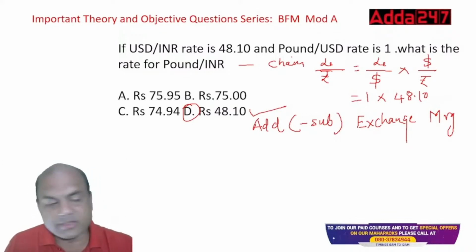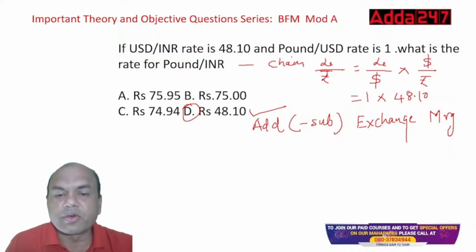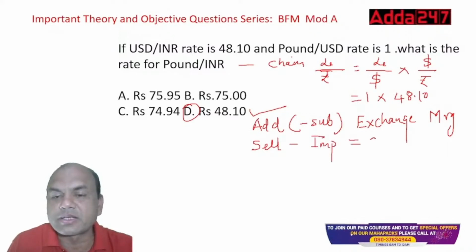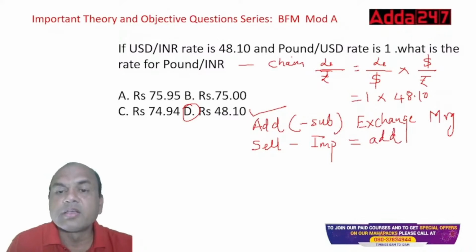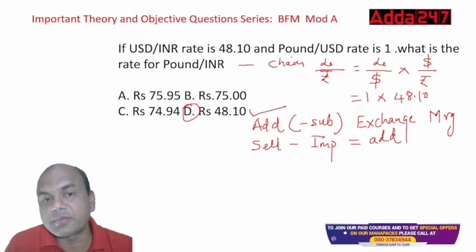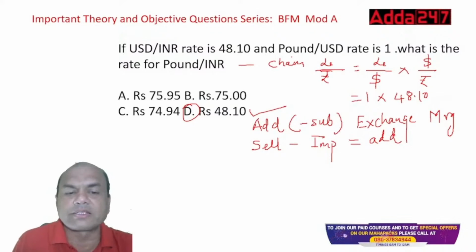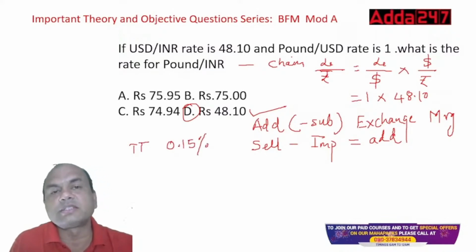You will decide it on the basis of, suppose you are selling, suppose you are doing a sale. When will you sell? You will sell in an import transaction. Suppose you are doing the import transaction or sale, then you will be adding the exchange margin. It's not asked in this problem, but in the exam they'll definitely ask you. They'll ask you some margin, like TT margin is, let's say, 0.15%. Now find the rate. TT margin is 0.15%.